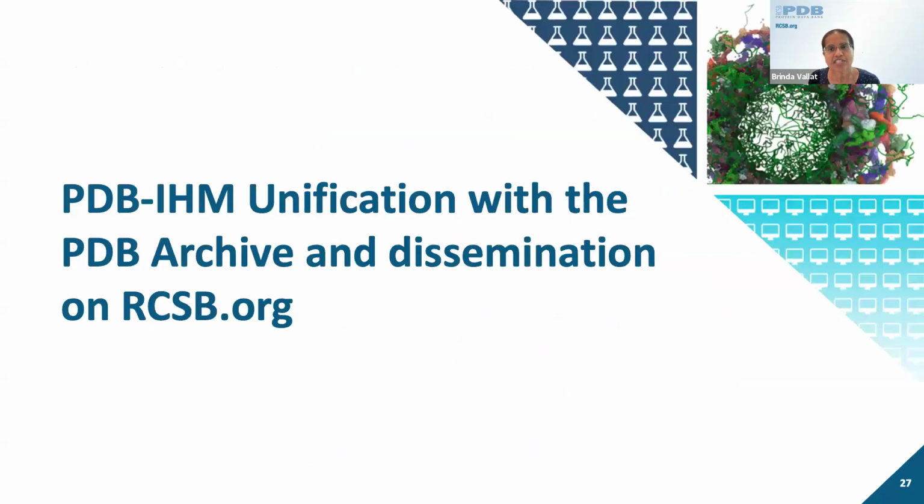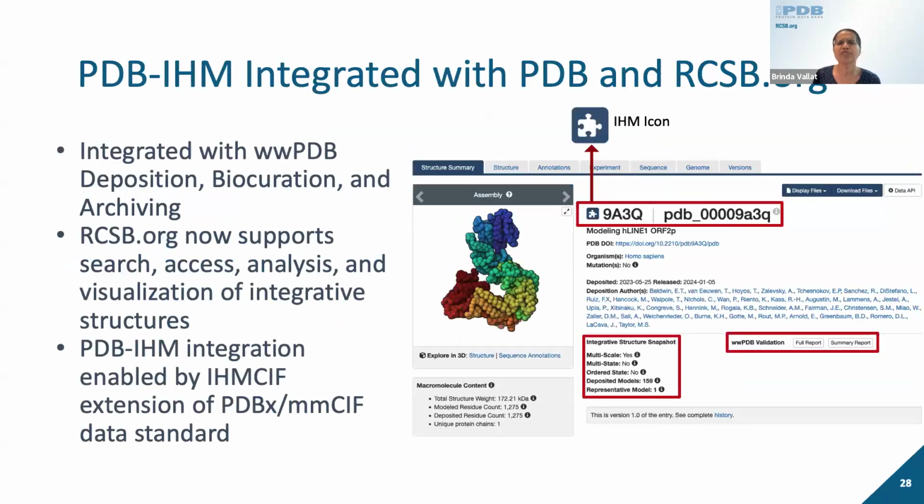PDB-IHM was developed separately from the PDB to enable an agile development platform and to develop the infrastructure required for archiving integrative structures. However, from the very beginning, our goal was to create this infrastructure and then unify it with the PDB so that the capabilities of the PDB can be expanded to archive integrative structures. And in the past year, we achieved that goal. In 2024, we unified PDB-IHM with the PDB archive, which further enabled integration with the RCSB.org website for data dissemination.